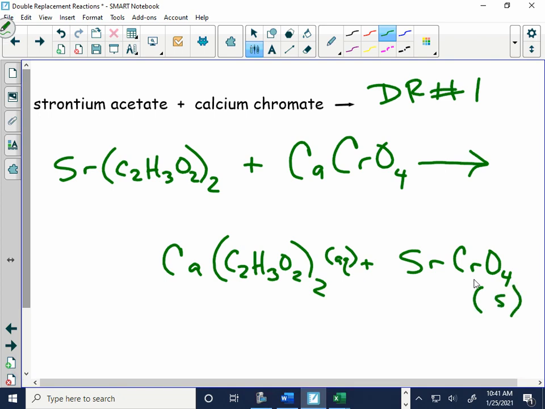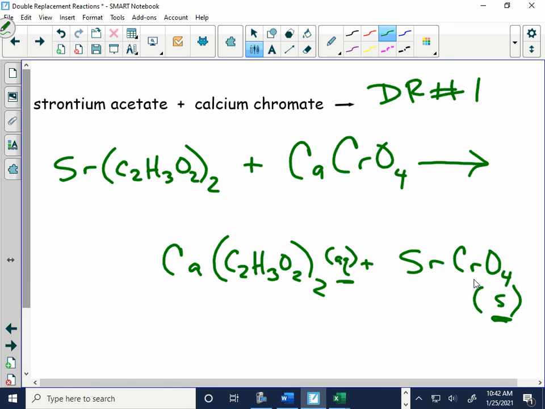Now, do I hit the parameters? Letter C says if both products are soluble, then no reaction. Are both of those soluble? No. Okay, strontium chromate is insoluble. So a reaction will occur. Okay. Do I have my appropriate symbols on there? Yeah, I have them right here and right here. So I've stated which one is aqueous. I've stated which one is soluble.